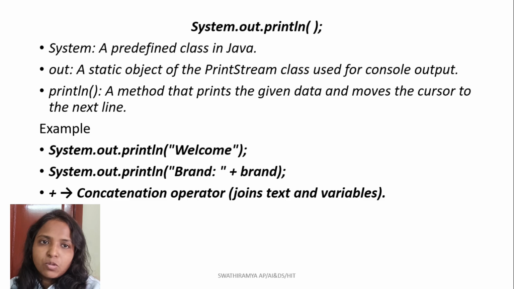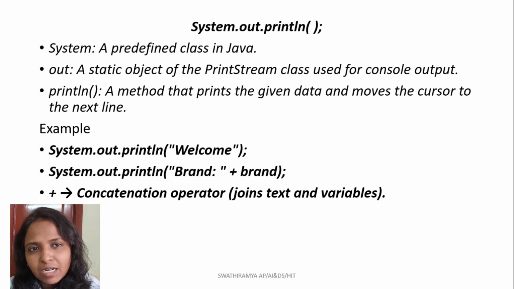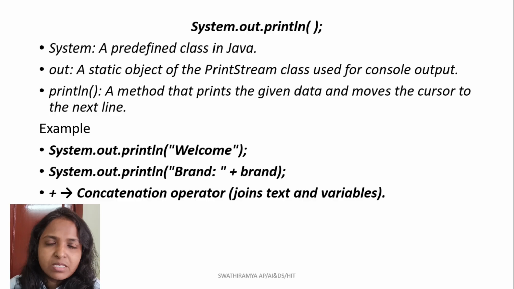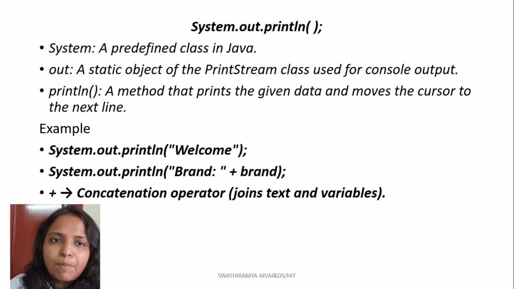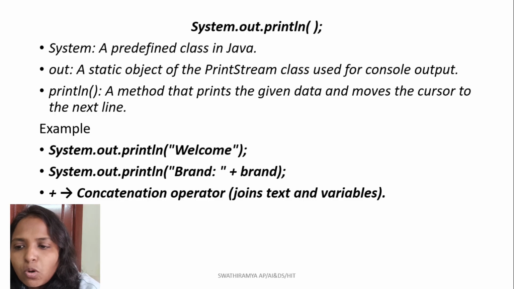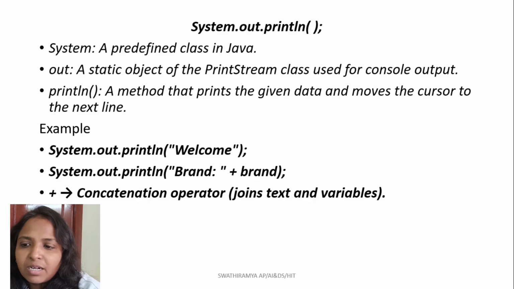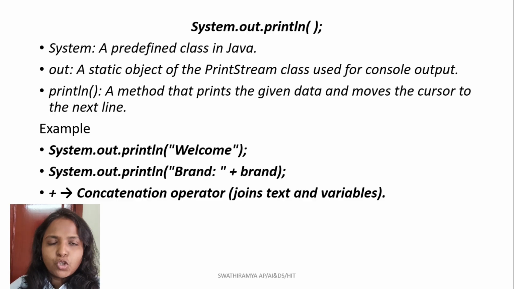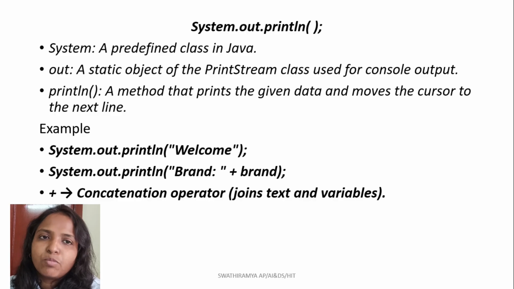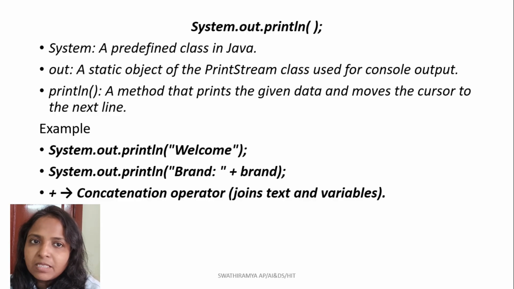I will tell you what it is used for. The concatenation operator is used to combine two strings as well as values. The purpose of plus is concatenation. So the plus brand will display the brand and the value of the brand here. The concatenation operation joins the text as well as the variable value. This is how System.out.println works, and this is what is behind the System.out.println function.